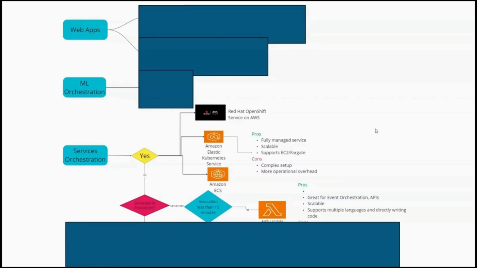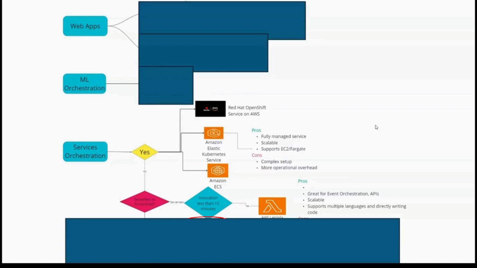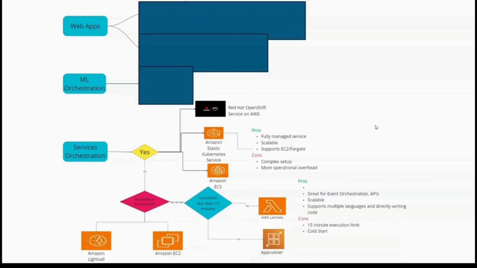Now, if you don't really have a service orchestration requirement, and it's not really a micro or macro service, what is the option? Then you will have to see whether it is serverless or whether the service is going to be provisioned. If the service is serverless, then you also need to see whether the invocation or the processing is going to be done in less than 15 minutes. If yes, go with AWS Lambda.